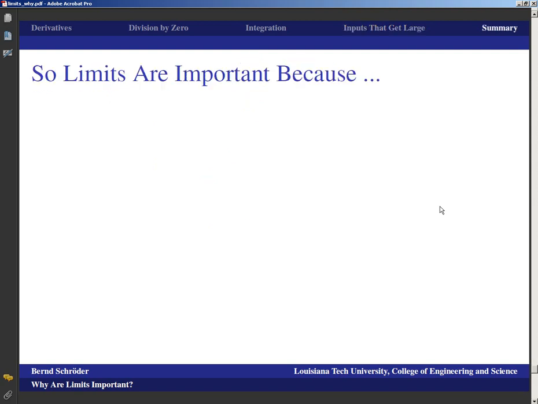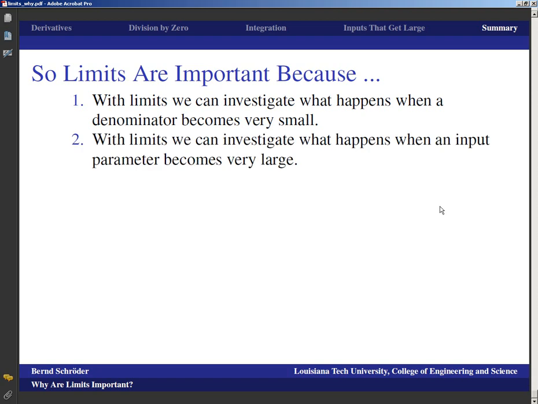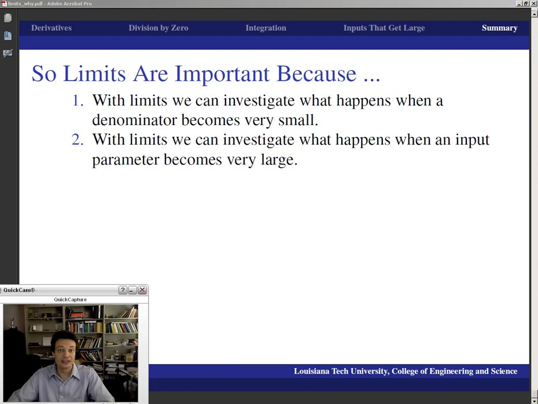And so, overall, as a summary, limits are important because with limits we investigate what happens when a denominator becomes very small. With limits we can also investigate what happens when an input parameter gets very large. And finally, limits are also important because they will reinforce a lot of the algebra that you've done as preparatory work up to this stage. And that is something that should not be knocked here. It's just algebra, it's just math, but we want to get it right.